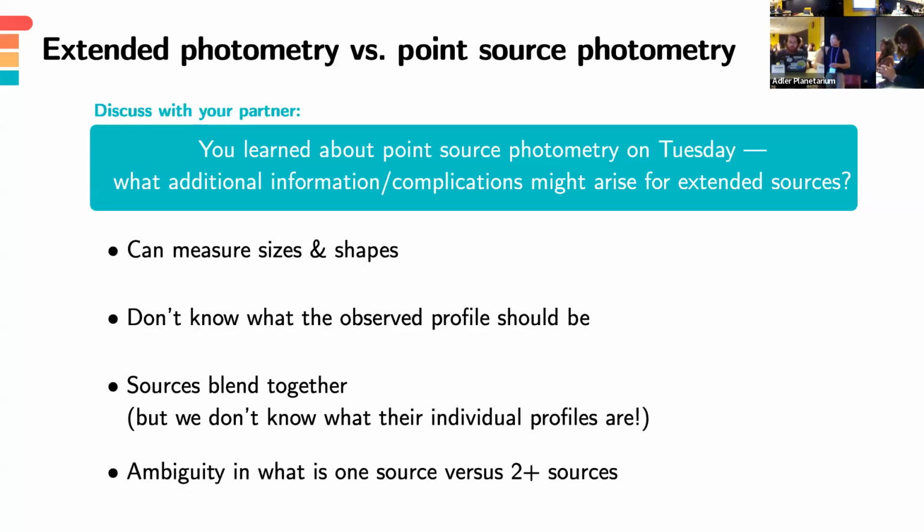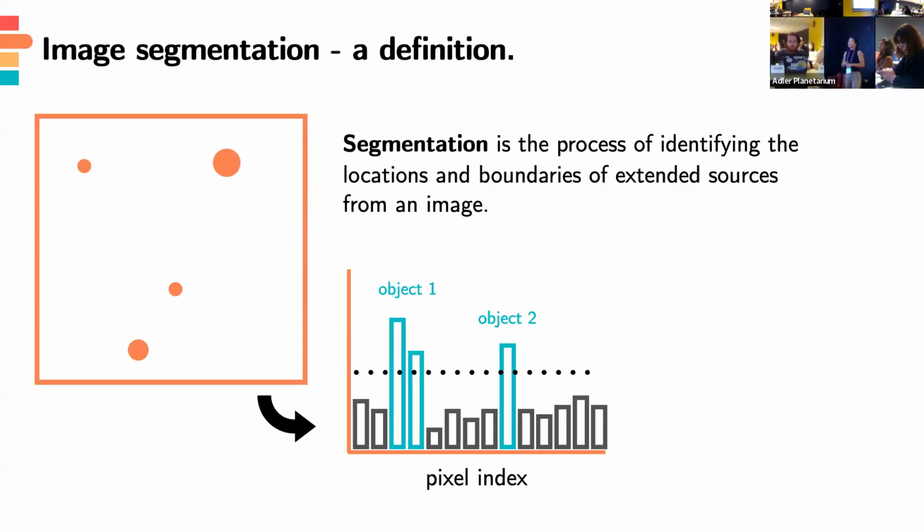So I'm going to take a quick dive into this ambiguity and the ambiguity of blending. But first, let's talk a little bit about image segmentation. So segmentation is the process of identifying locations and boundaries of extended sources or point sources, but we're going to talk about extended sources today. Process of identifying the locations and boundaries of these sources from an image. So in a schematic sense, you can think about an image of some galaxies. Here, these are my galaxies. And if you collapse this down into 1D, you're really doing this in 2 dimensions, but it's easier to kind of visualize in 1 dimension.